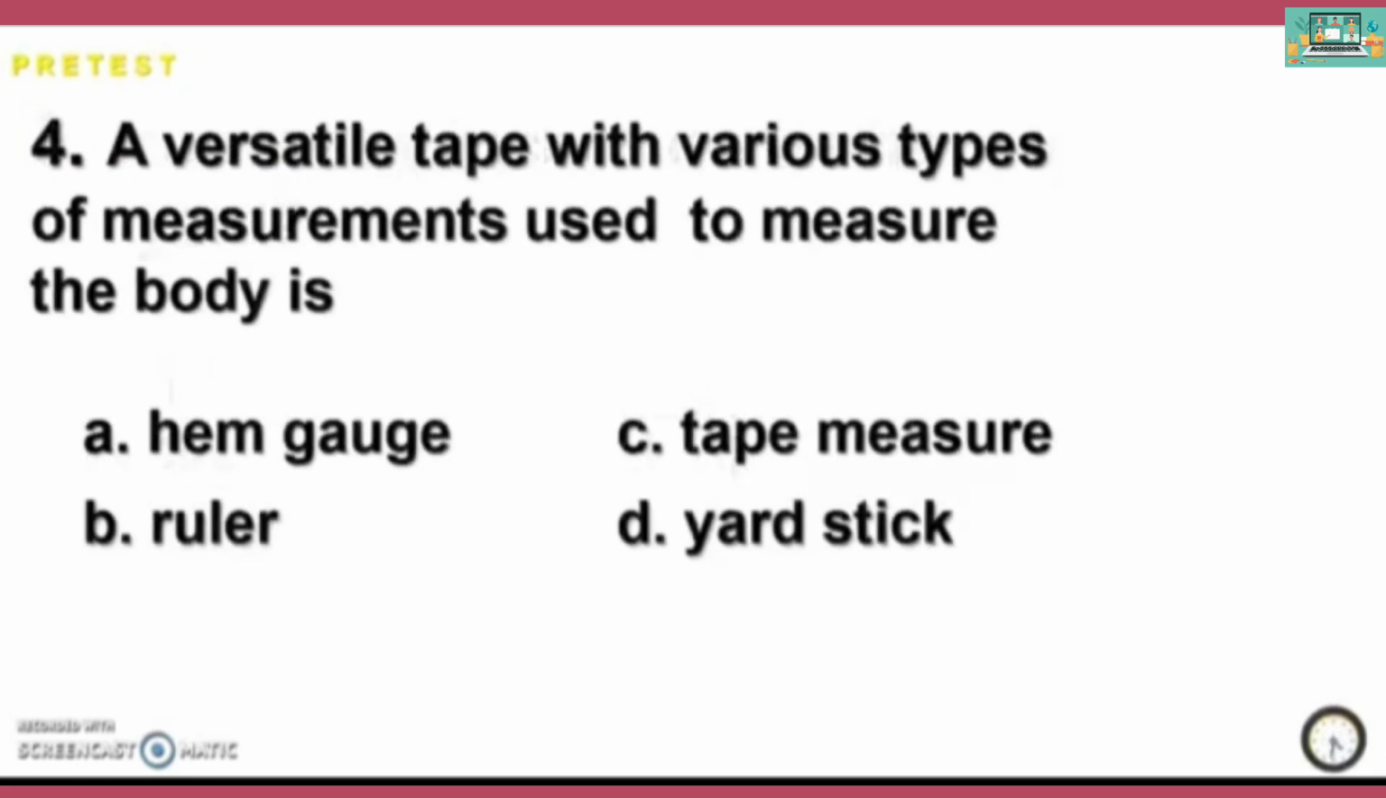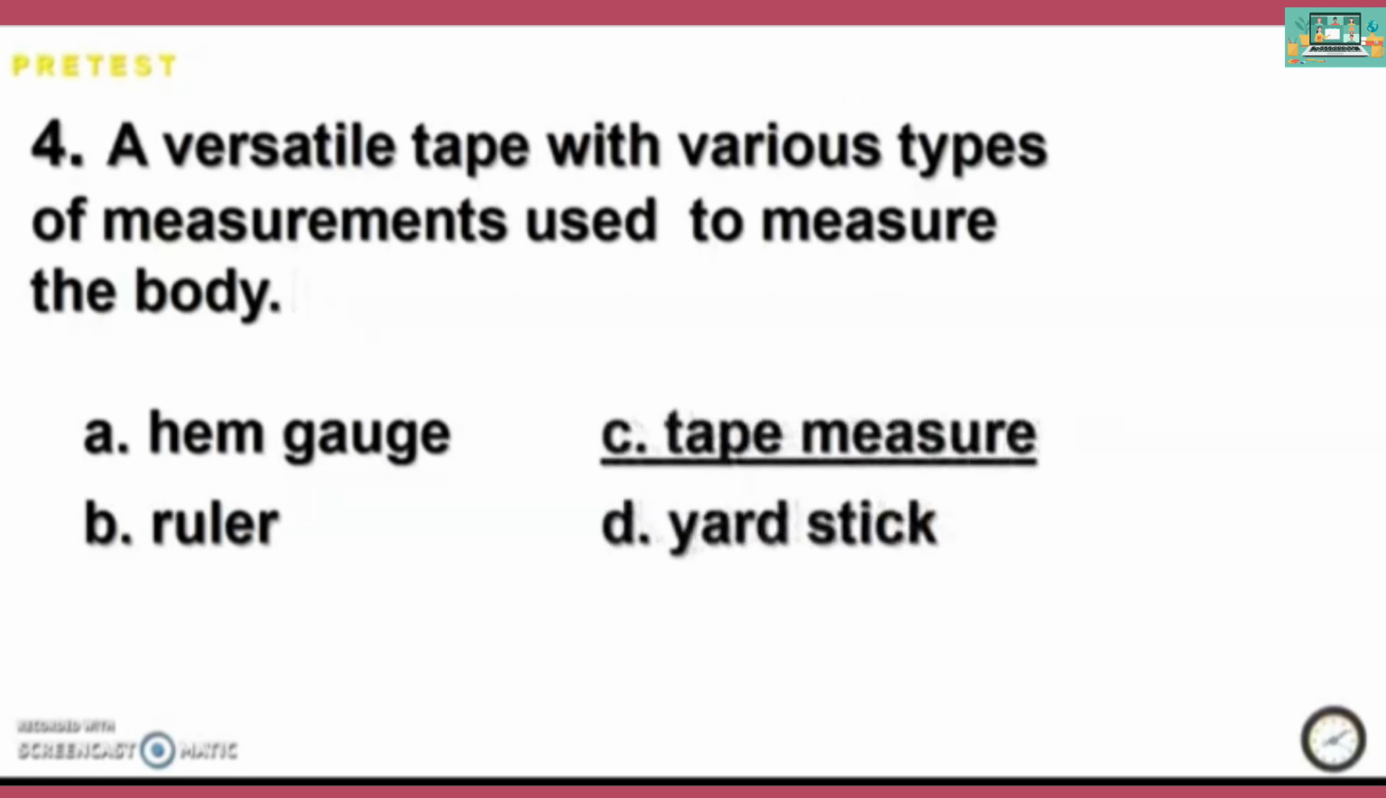Number 4. A versatile tape with various types of measurements used to measure the body is A. Hem gauge, B. Ruler, C. Tape measure, D. Yardstick. The correct answer is C. Tape measure.